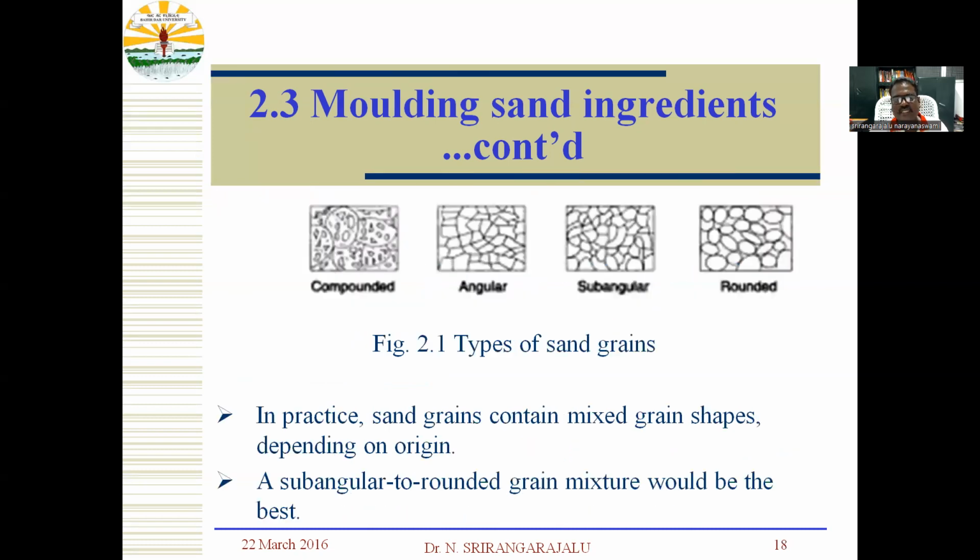So molding and ingredients: compounded grains like this, angular grains like this, subangular grains like this, rounded grains like this. In practice, sand grains contain mixed grain shapes depending on origin. A subangular to rounded grain mixture would be the best.